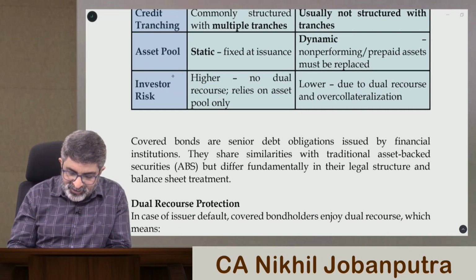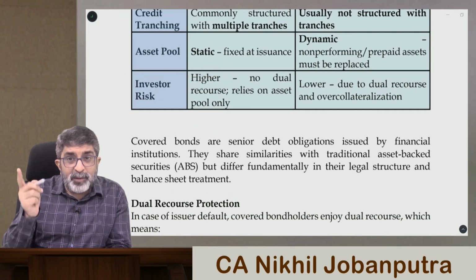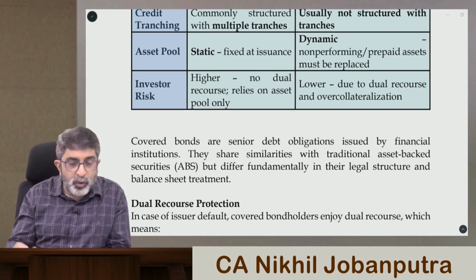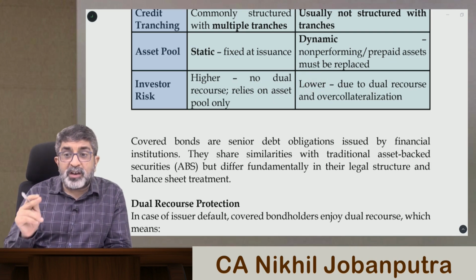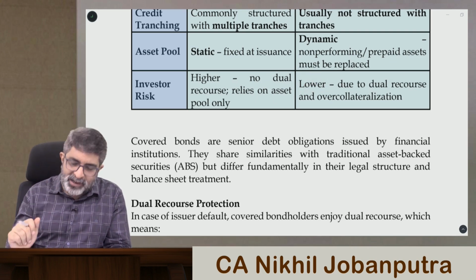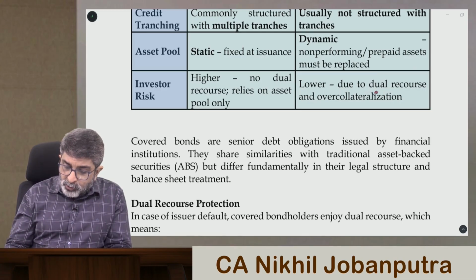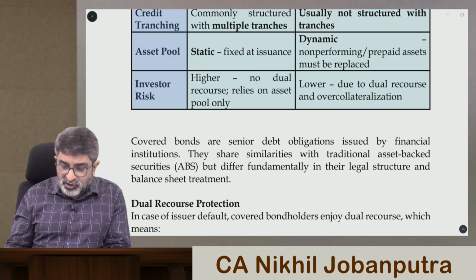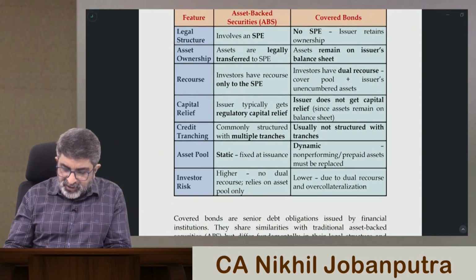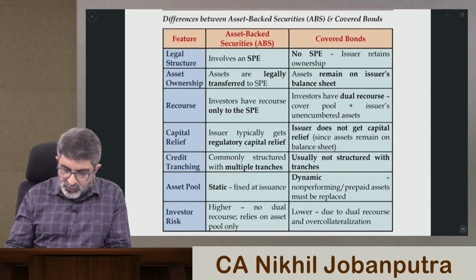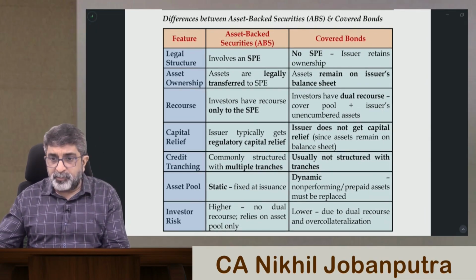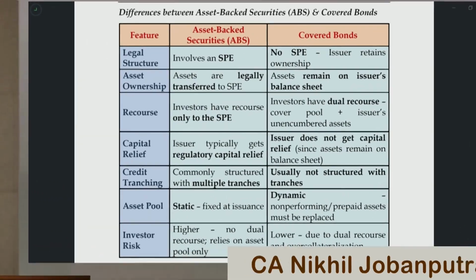Now investor risk. In case of ABS, the investor risk is higher because no dual recourse is there. In case of covered bonds, the risk of the investor is lower because of the presence of dual recourse and over collateralization. We are going to talk in detail about dual recourse and over collateralization, but once again, in case you haven't taken note of this, I'll put it once again on the screen.